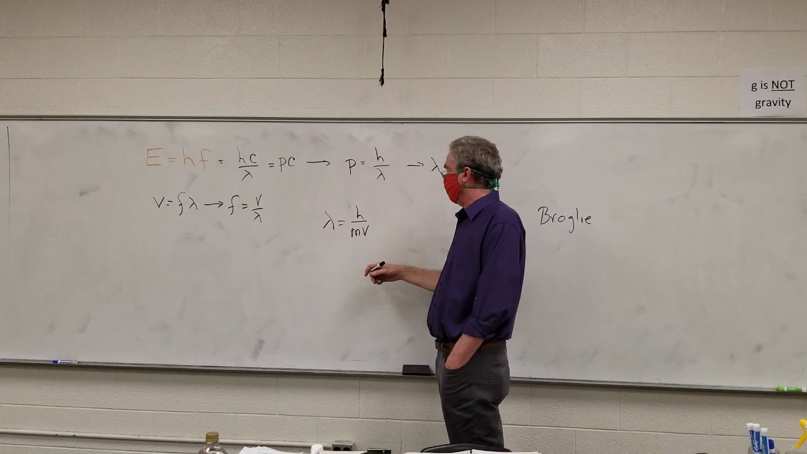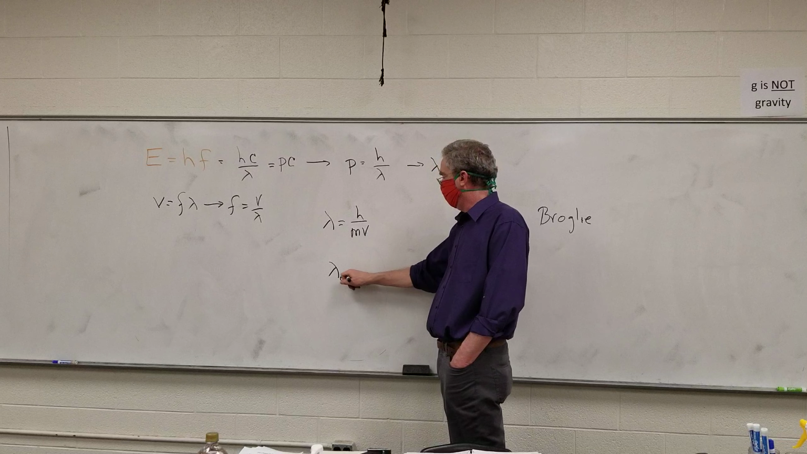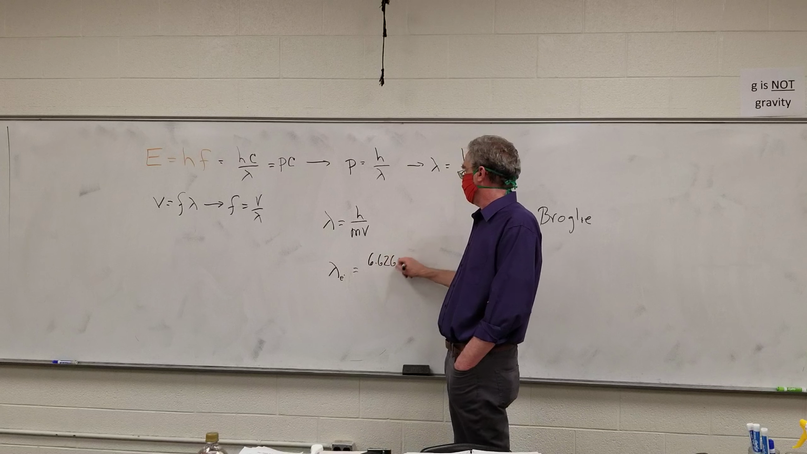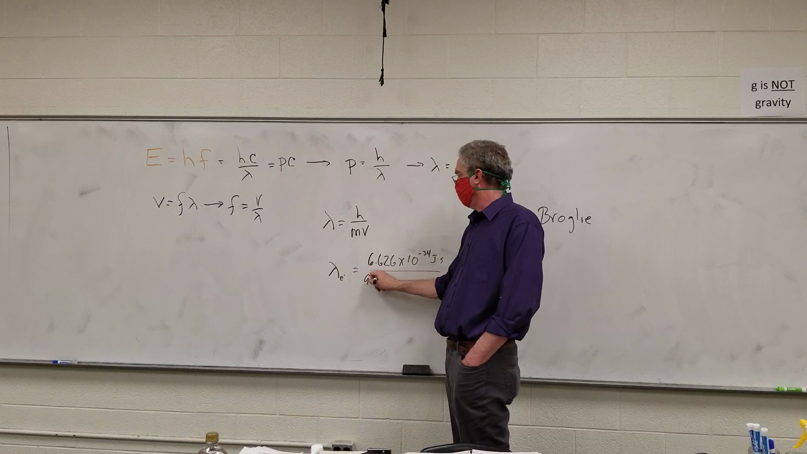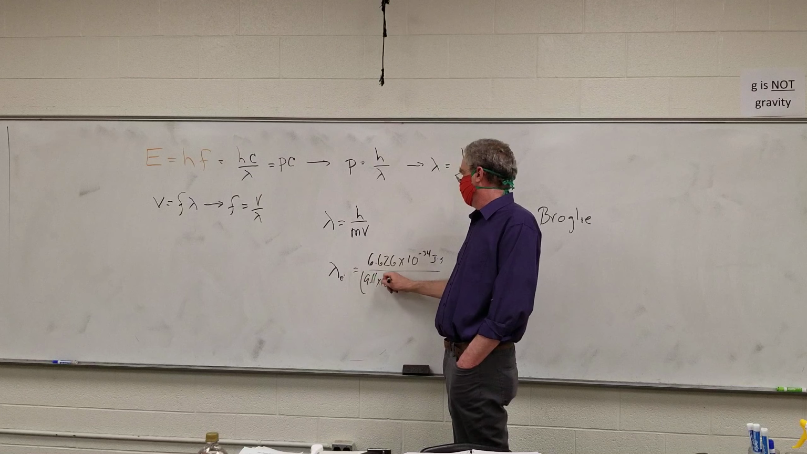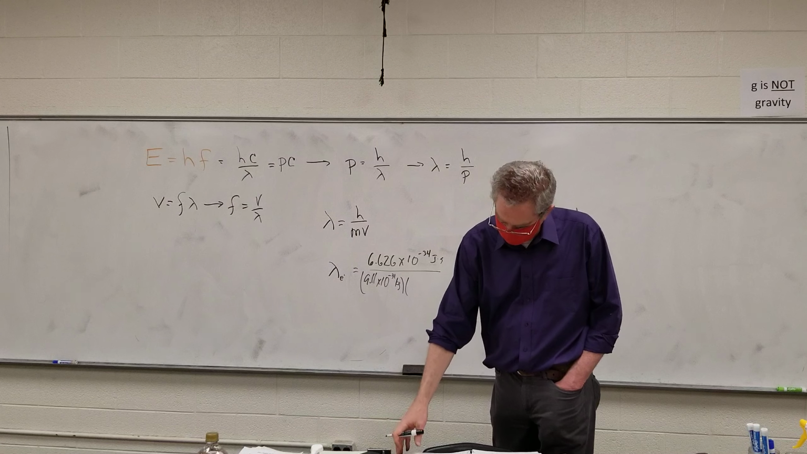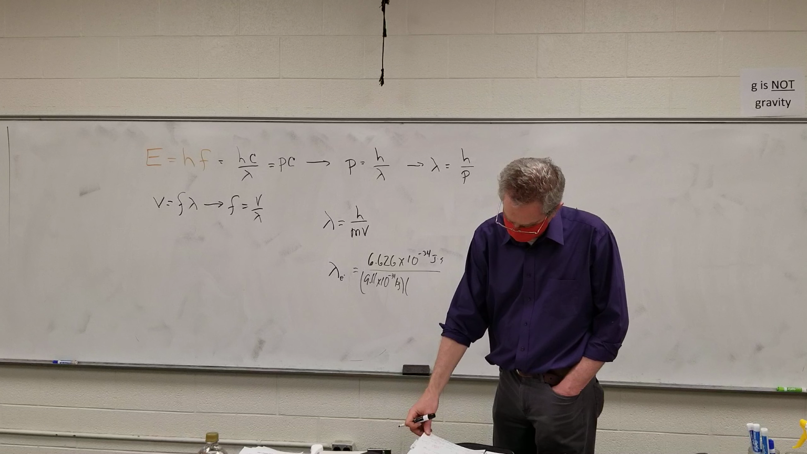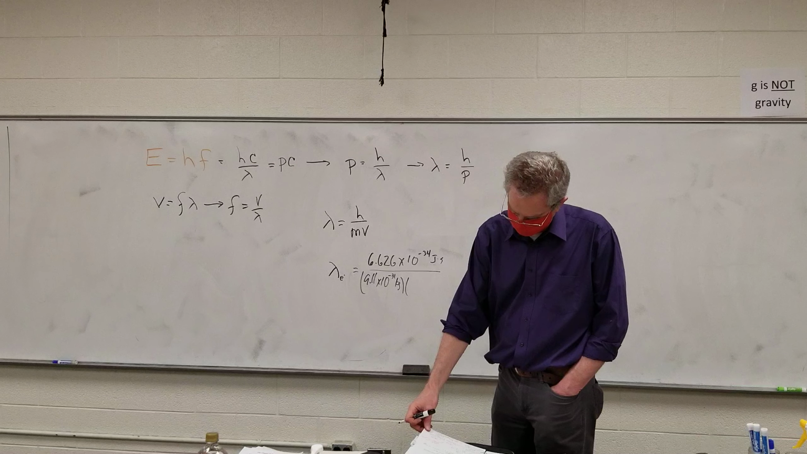So let's think about it from an electron's point of view. The wavelength of an electron, we'll come up with the speed in just a moment. So it's 6.626 times 10 to the negative 34th joule seconds, divided by the mass of an electron, 9.11 times 10 to the negative 31st kilograms, times the speed of an electron. I didn't actually write down the speed.